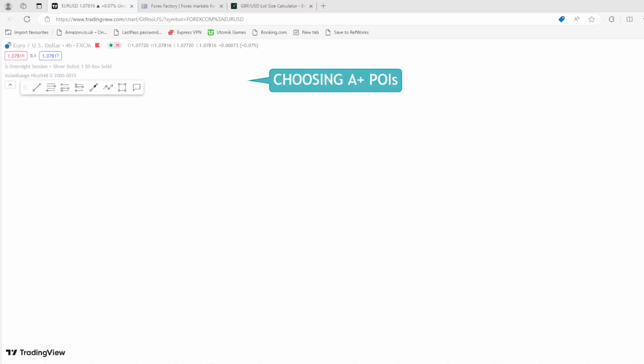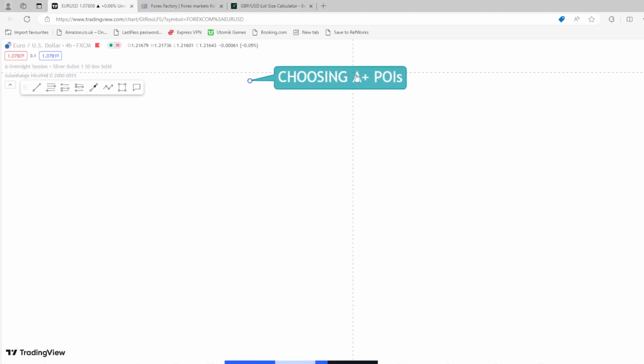Here we're going to be going over one of the most important topics in SMC, smart money concepts, but it does have parallels to ICT. We're going to be going over how to choose the A+ POIs. So we're going to be looking at rules and we're going to be looking at confluences, two things that you should master before entering the markets from a POI or smart money concept perspective.